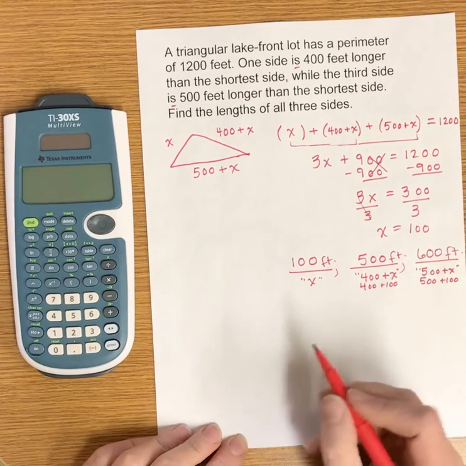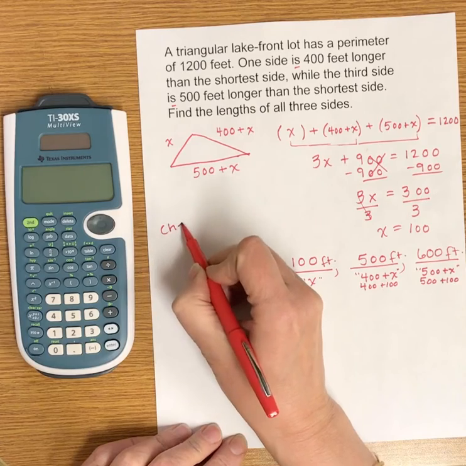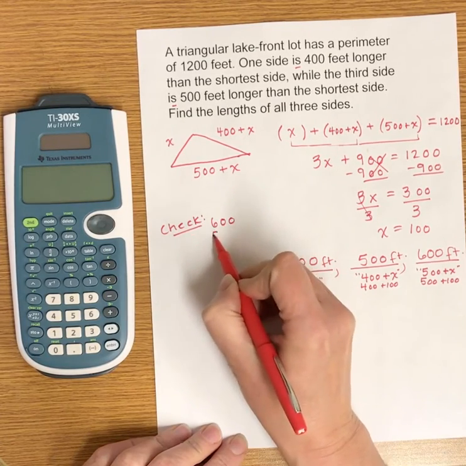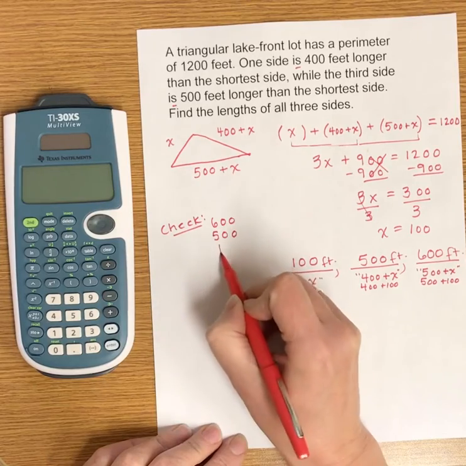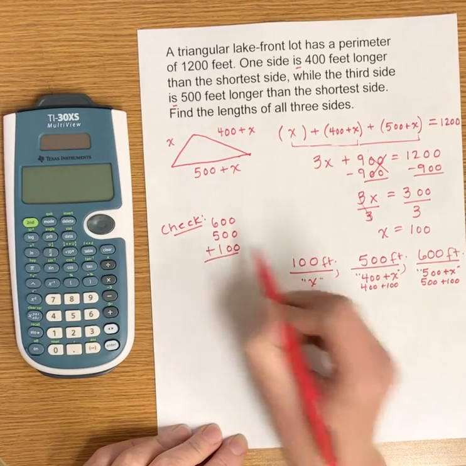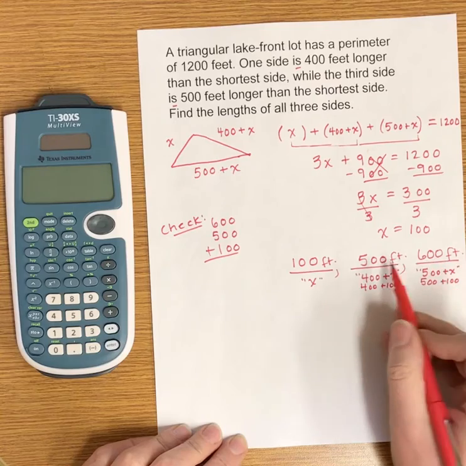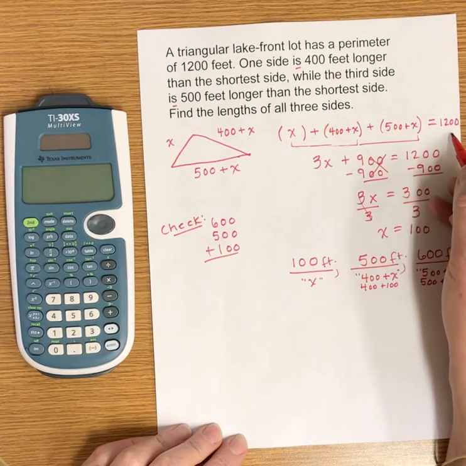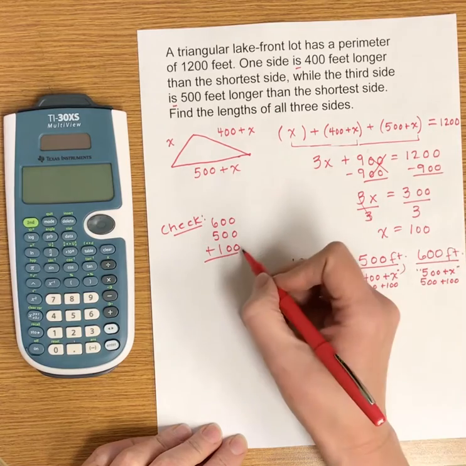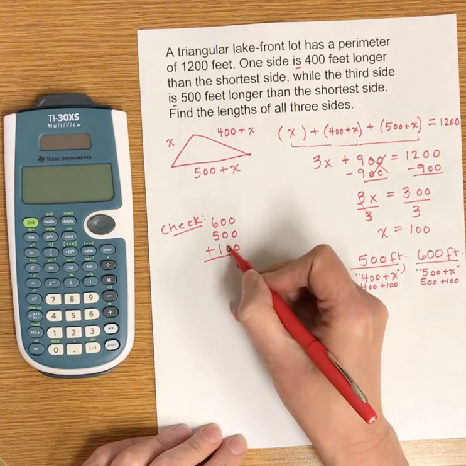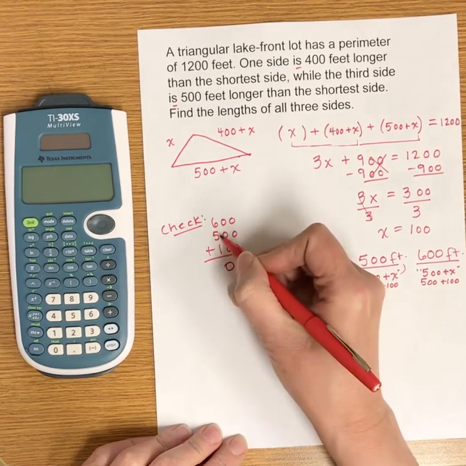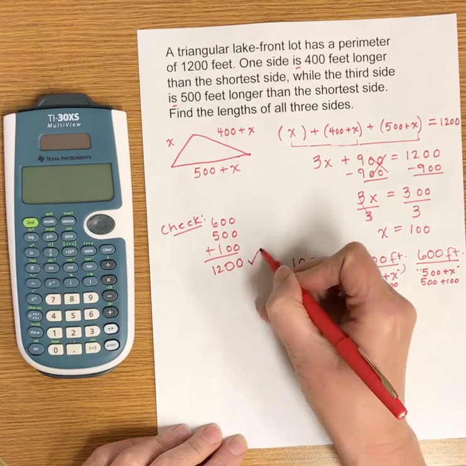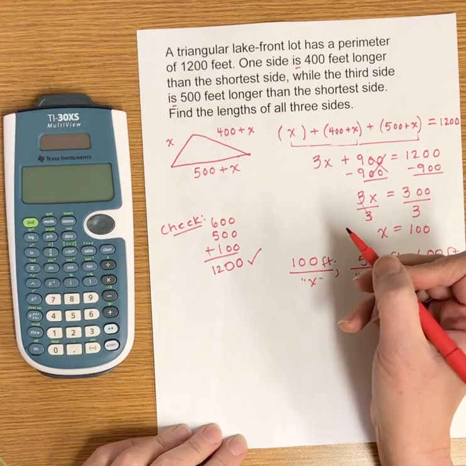And we also can easily check and make sure that those 3 sides really do add up to the perimeter we're hoping for. So I'm going to take my 3 results, 600, 500, 100, add them up, and hopefully get the 1,200 that we're expecting. 6 and 5 is 11, one more makes 12, 1,200, just what we wanted.